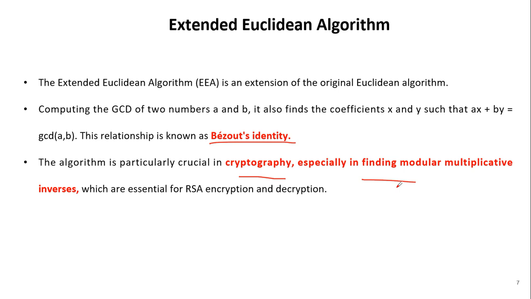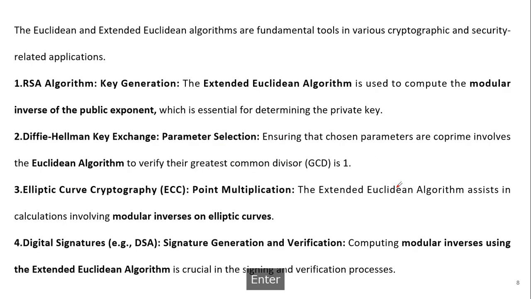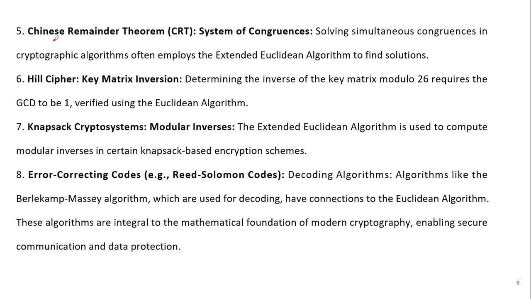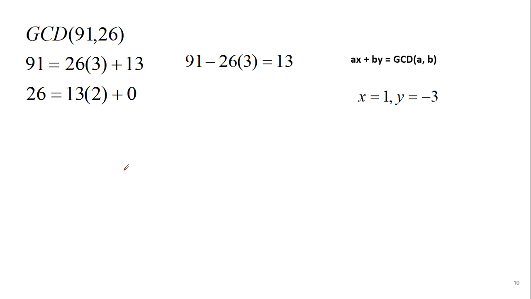For example, in RSA encryption and decryption, we need to calculate the extended Euclidean algorithm. Apart from RSA, this algorithm is used in Diffie-Hellman, elliptic curve, digital signature, Chinese remainder theorem, Hill cipher, knapsack cryptosystem, and error correcting codes. Now we will see some more examples.